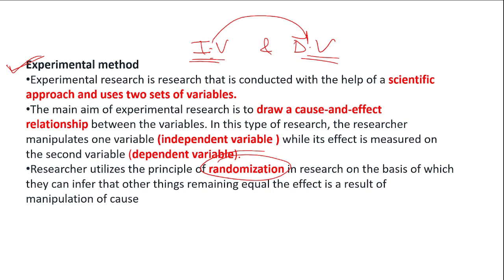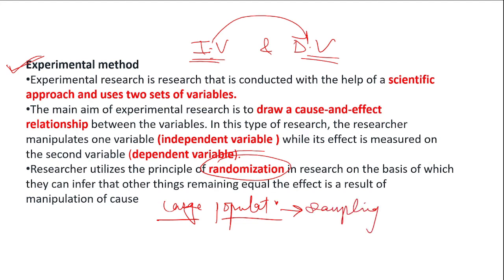Let's see a large population. From a large population, the researcher can randomly select people for sampling. That is known as random selection, meaning sampling. The researcher can randomly select persons from a large population, that is known as sampling. Here the choice of word, random, is very important. That is known as randomization, the assignment of treatment to participants randomly.